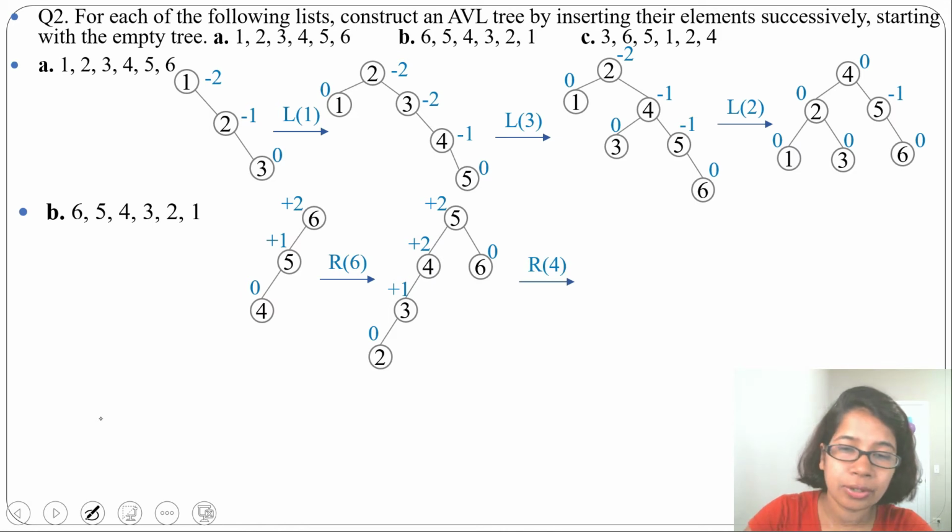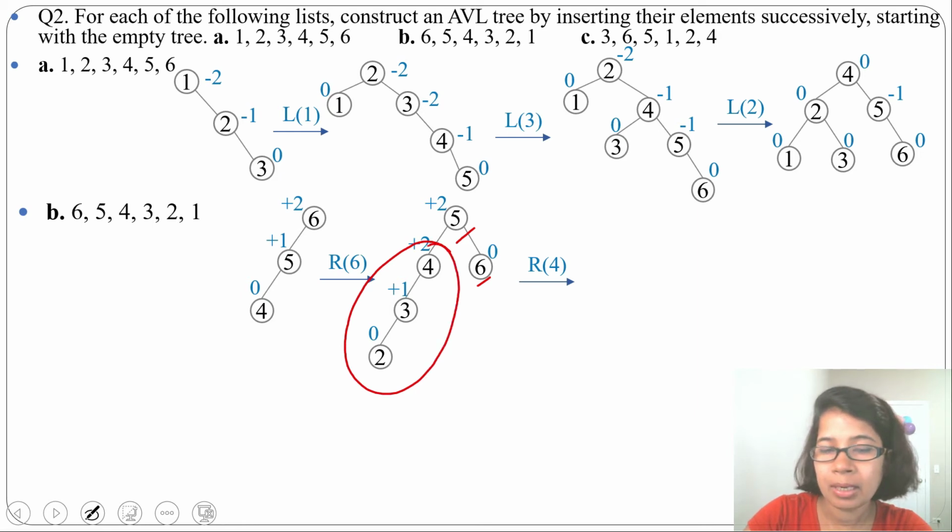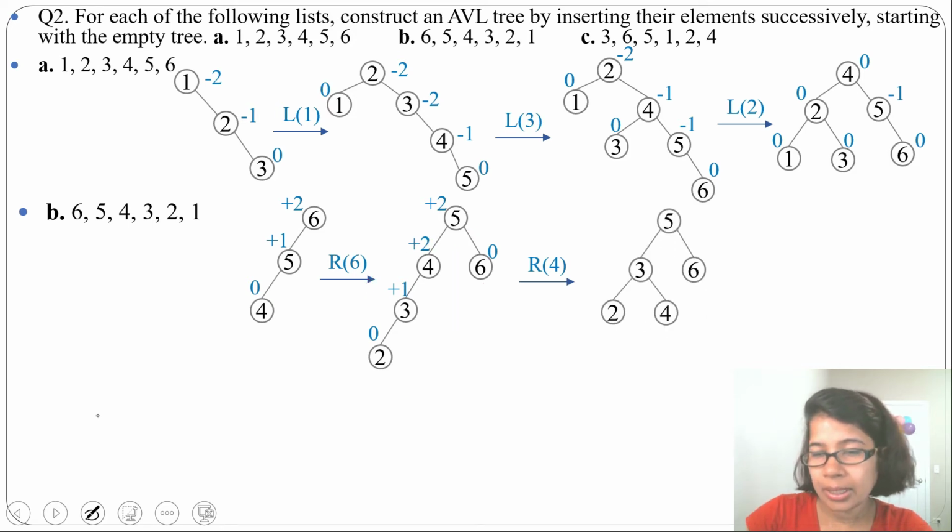After R rotation of 4, this 5 and 6 will be as usual. We'll just do rotation on this part. Now immediate left child means 3 will be parent, 2 will be its left child and 4 will be its right child. Now check the balance factor. Balance factor of 2 is 0, 4 is 0, 3 is 0, 6 is 0, 5 is plus 1. So this is an AVL tree.